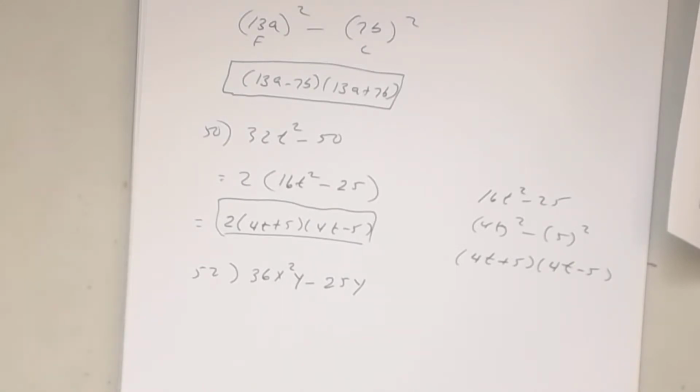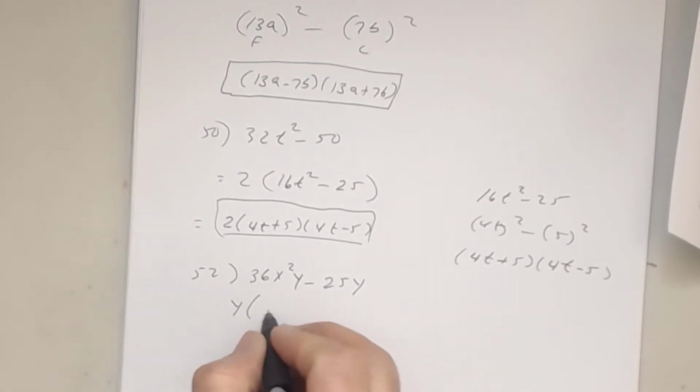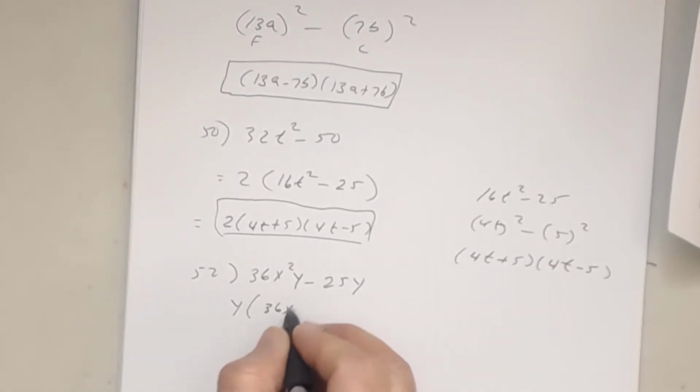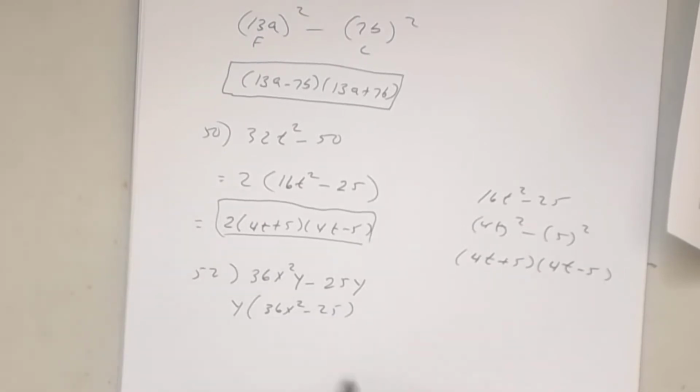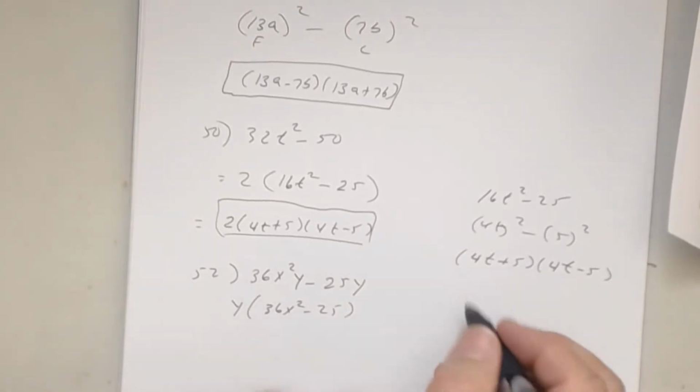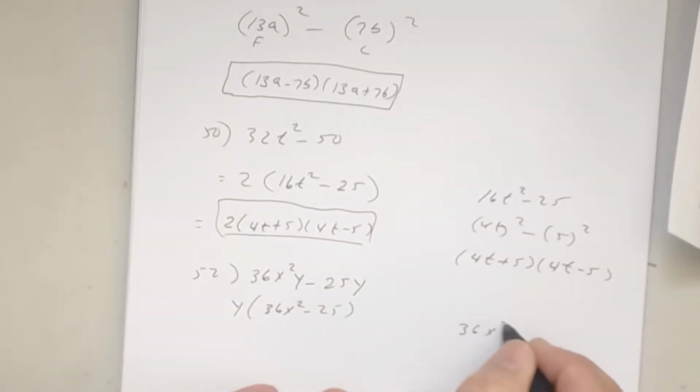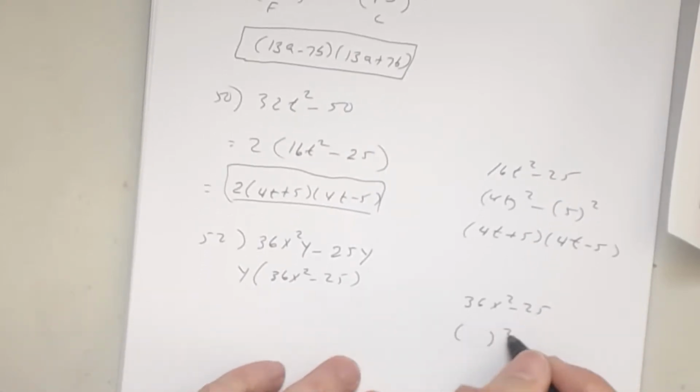What's the first thing you have to do here? Take y out, the GCF. So it's y times, the GCF is y, right? So you're going to say y times what? 36x squared minus 25. Okay. So is that the answer? No, because you have to notice that the binomial inside the parentheses, I can still factor because that's the difference of two squares.